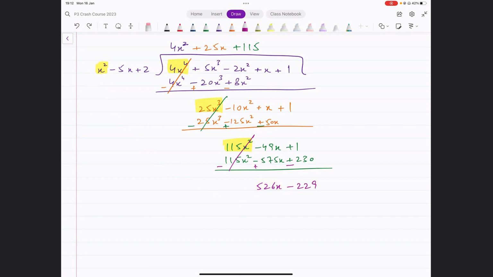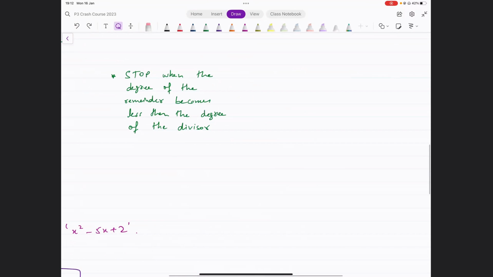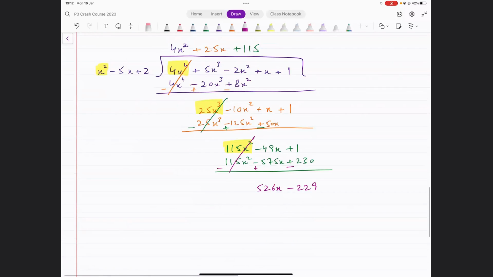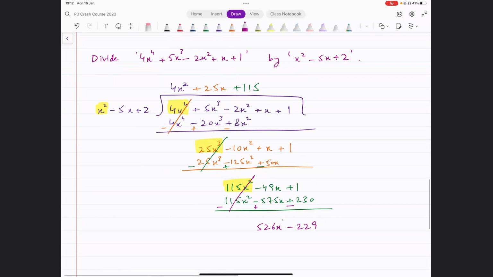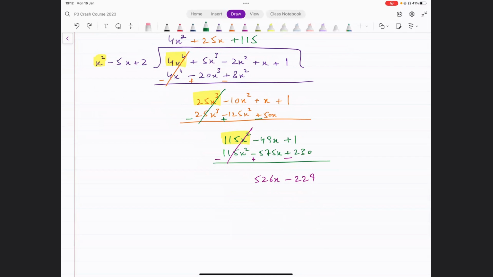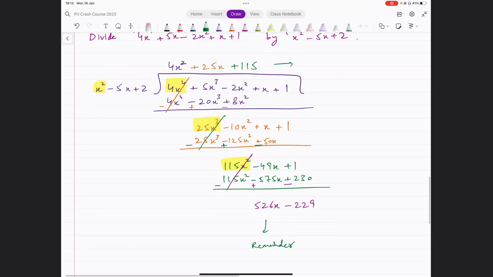So you stop here. And if you use this rule that we just wrote there earlier, you have to stop when the degree of the remainder becomes less than the degree of the divisor. And you see here, what's the degree of the remainder? Degree of the remainder is 1. Degree of the divisor is 2. When the degree of the remainder becomes less, you are going to stop at that point. You can't go any further. And you say, the remainder is this thing. And this thing that you have on top there, that is the quotient.